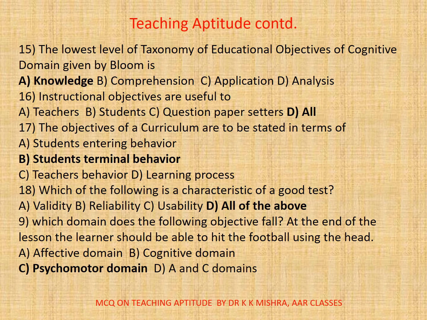15. The lowest level of taxonomy of educational objectives of cognitive domain given by Bloom is A, knowledge. B, comprehension. C, application. D, analysis. Correct option is A, knowledge.